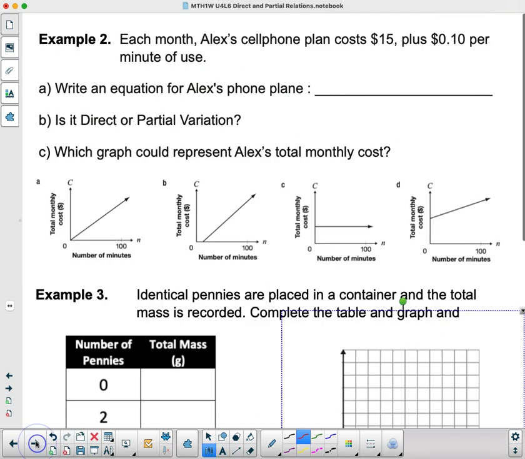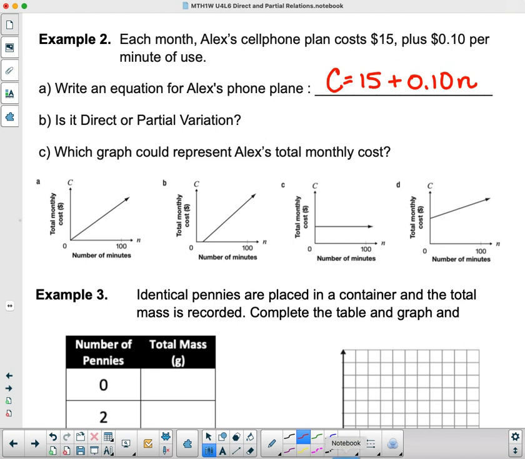Okay. Next example. Each month, Alex's cell phone plan costs $15 plus 10 cents per minute of use. Write an equation for Alex's plan. I'm hoping this is getting easy for you now. So we have the cost. He pays $15 no matter how much he uses his phone, and then he has to pay 10 cents per every minute he uses it. So you can put in N for the number of minutes, or you can put in M, excuse me, for the number of minutes.